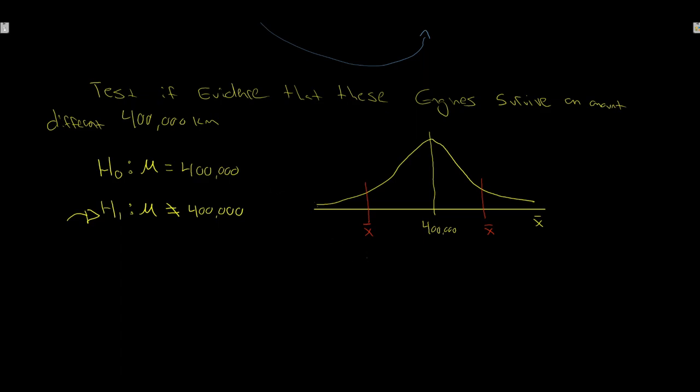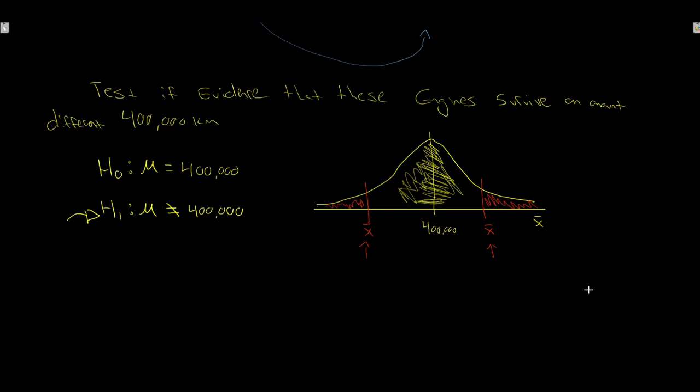What I want to see is if either of these values of x bar are extreme enough to say that I don't have evidence that the true population mean is 400,000. I have evidence to suggest that it's different if these values are extreme enough. So in this case, our null is just saying we're equal to 400,000 plus or minus some kind of uncertainty, some sampling error, versus our alternative saying if these values of x bar are extreme enough, we'll take it as evidence against the null, against the true population mean being 400,000. So that's our basic idea between stating our null and our alternative.